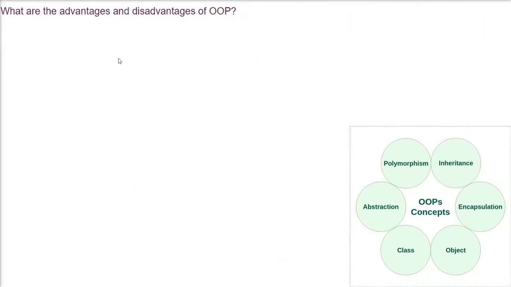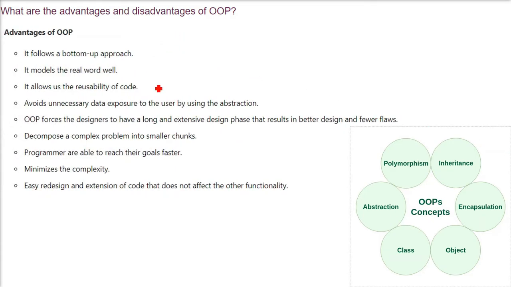What are the advantages and disadvantages of object-oriented programming? Well, there are mostly advantages, fewer disadvantages. First thing is, it is a bottom-up approach. It is not following the top-down approach as structural programming does.